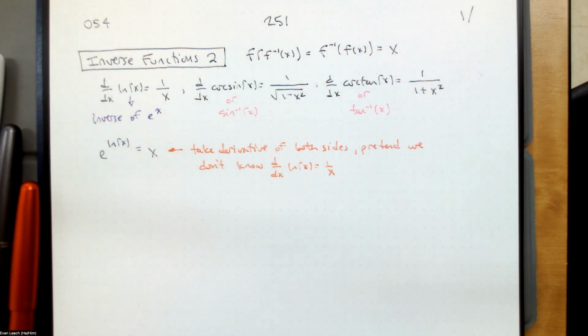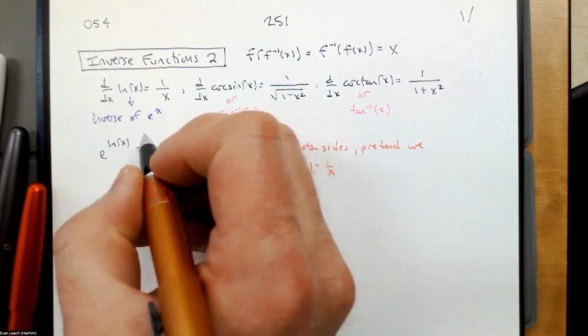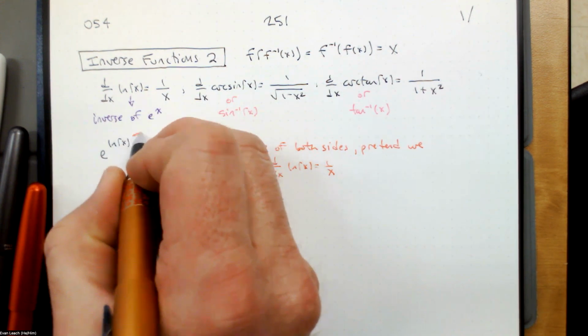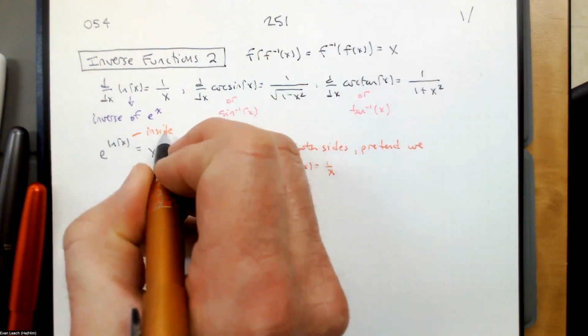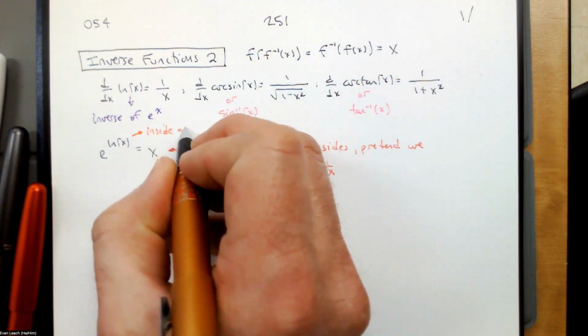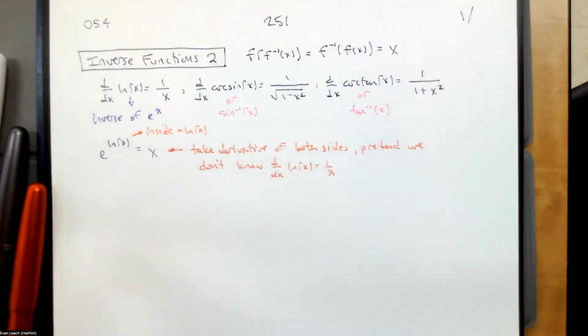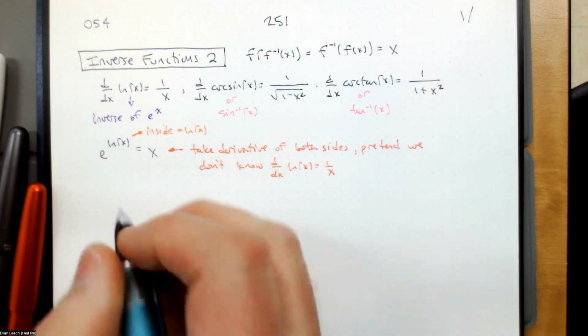So on the left, we're going to take the derivative of e to the natural log of x. So we're reading this as the inside is natural log of x. And we're pretending that we don't know the derivative of the inside, and we're reading the outside as e to the stuff.